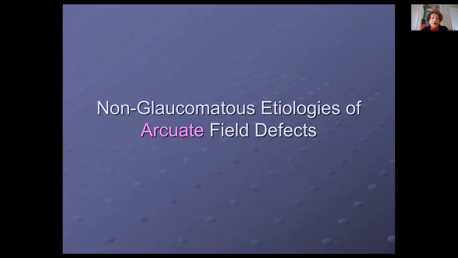Now let's move on to arcuate field defects. What are some of the non-glaucomatous etiologies of arcuate defects? By the way, in the course of this lecture, I only have time to talk about certain types of diseases, but there are many, many conditions that can cause glaucomatous type field defects. This was originally a 2-hour lecture, but I'm going over some of the highlights.